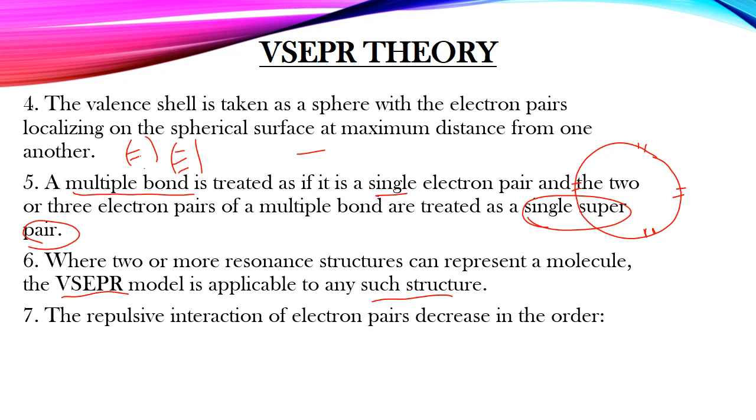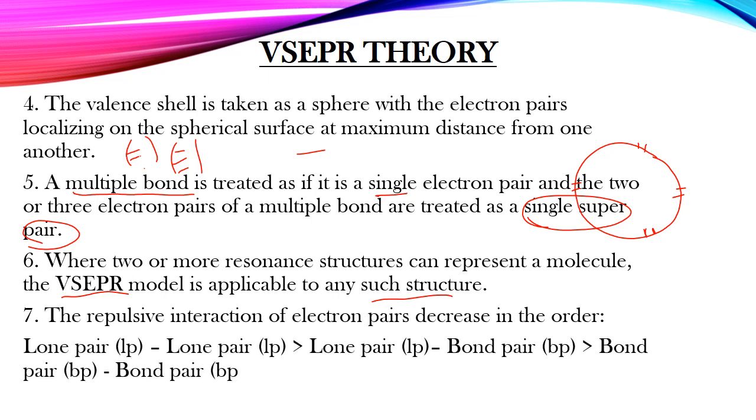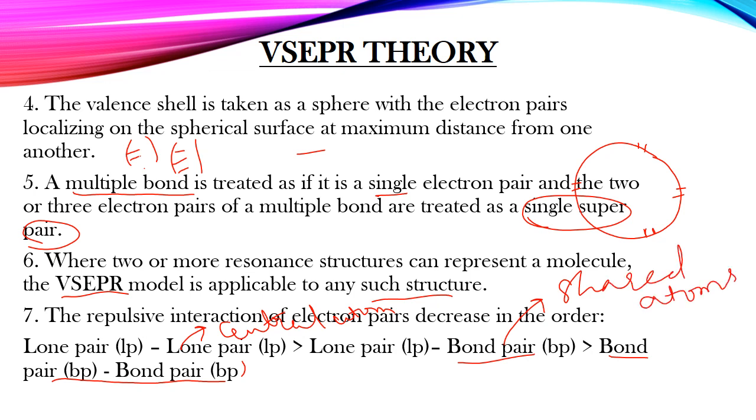The repulsion between electron pairs, whether bonded or non-bonded, decreases in this order. Lone pair-lone pair repulsion is maximum. Then comes lone pair-bond pair repulsion, and the least repulsion we see is between bond pair and bond pair. That is because lone pairs are localized only on the central atom, whereas bonded pairs are shared between 2 atoms.